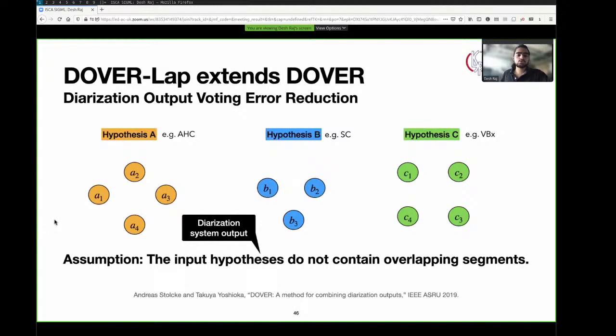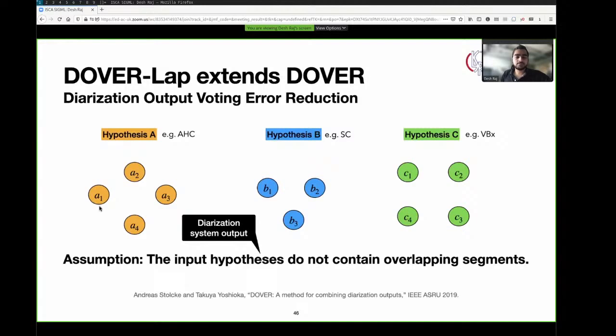Before we go into DOVERLAP, I'll mention this paper DOVER, which was a precursor to DOVERLAP, and which was proposed in ASRU 2019. So DOVERLAP was inspired by and extends DOVER. A key assumption that DOVER makes is that the input hypotheses do not contain overlapping segments. So it cannot be used to combine systems which are overlap aware.